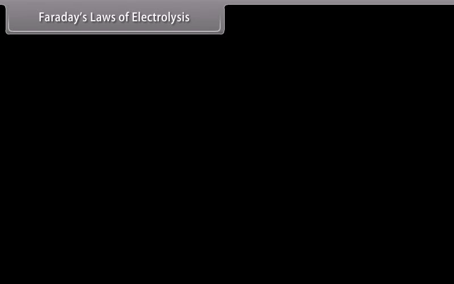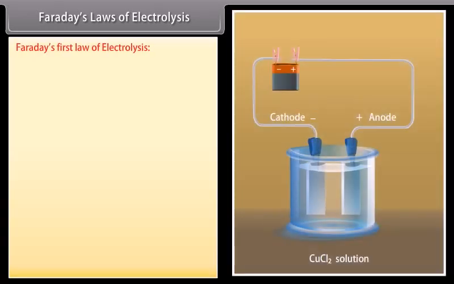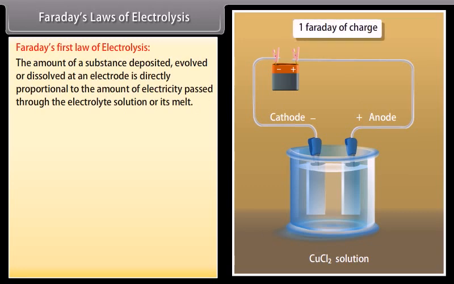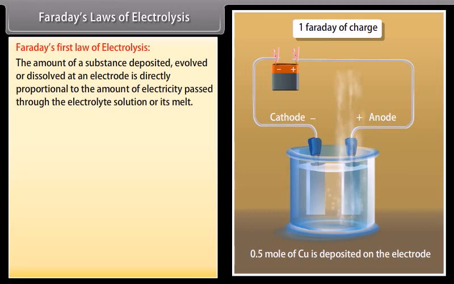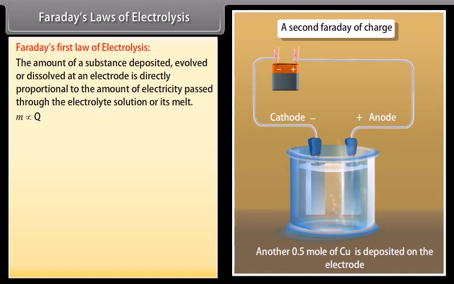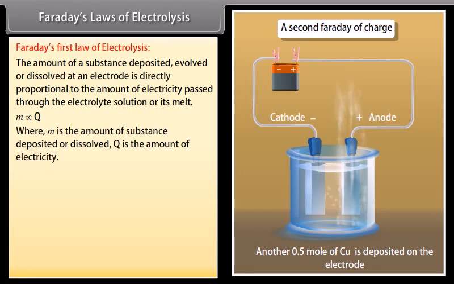Faraday's laws of electrolysis. Faraday's first law of electrolysis. The amount of a substance deposited, evolved, or dissolved at an electrode is directly proportional to the amount of electricity passed through the electrolyte solution or its melt. M is directly proportional to Q, where M is the amount of substance deposited or dissolved. Q is the amount of electricity.